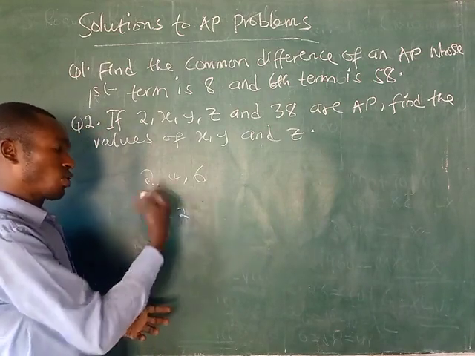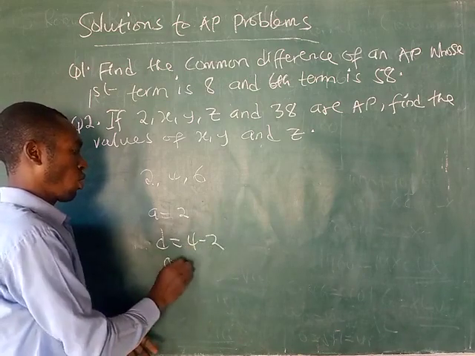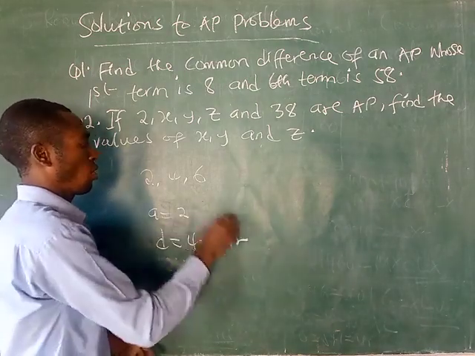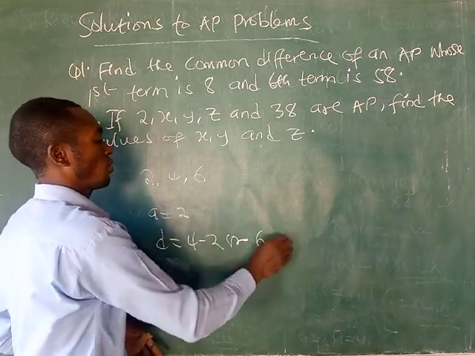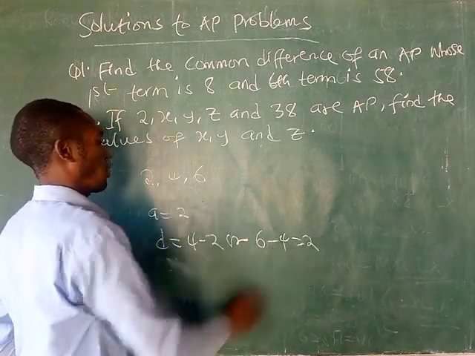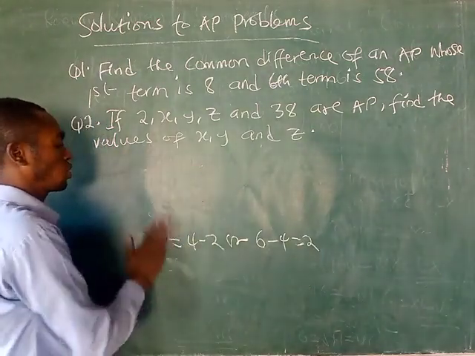So if you want to get your D, it can either be 4 minus 2, or we have 6 minus what? 4. All of them will give you the same answer. So that is how you find your common difference. Now let's solve this question quickly.